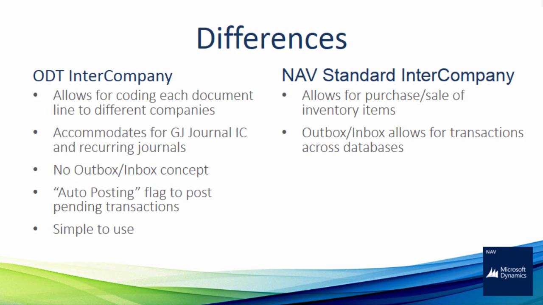So the differences for intercompany is that our add-on allows for coding each document line to a different company. That is different than standard NAV. In standard NAV intercompany, you create intercompany partner codes, and then you record an invoice to that other company and record the lines. So it's a document to a company.